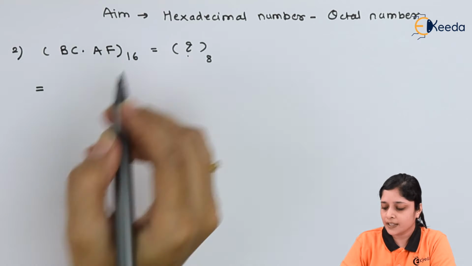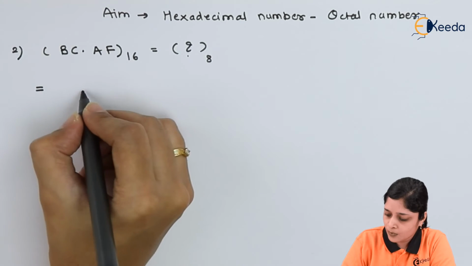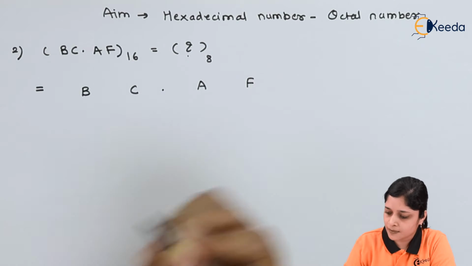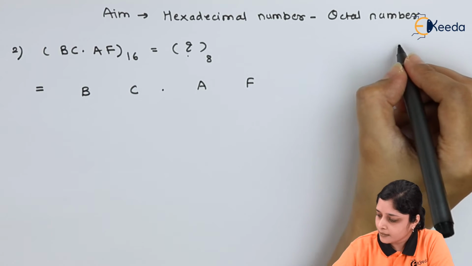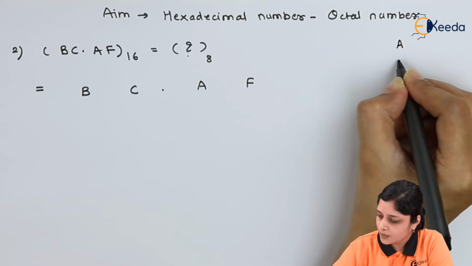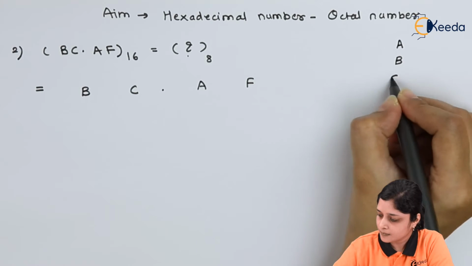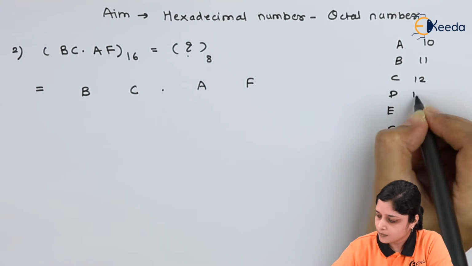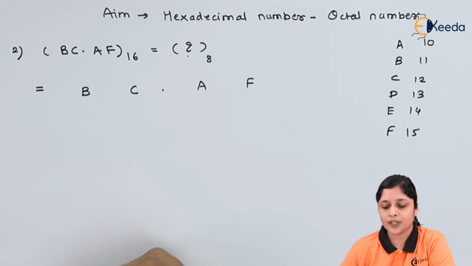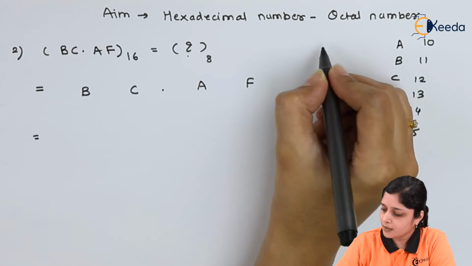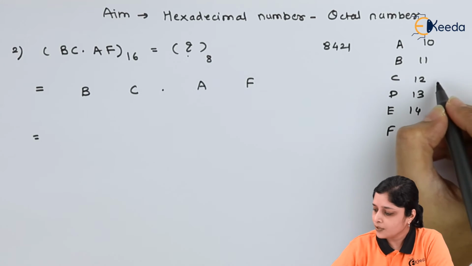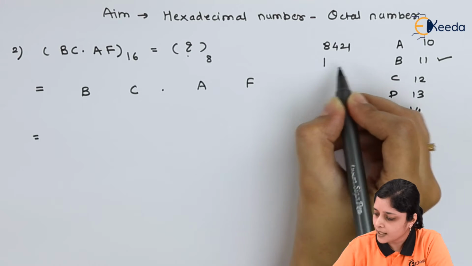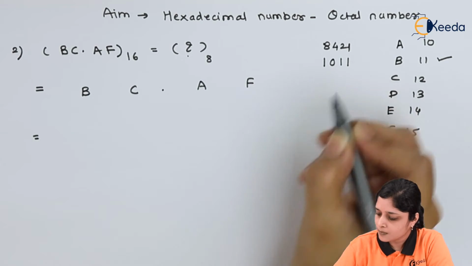As you can find here, decimal point is there. So write down given data with space. Then write down its decimal values. Again write down one table, A to F, and values are 10 to 15. So for B, value is 11. Binary value for 11 you can say 8 plus 2 plus 1.